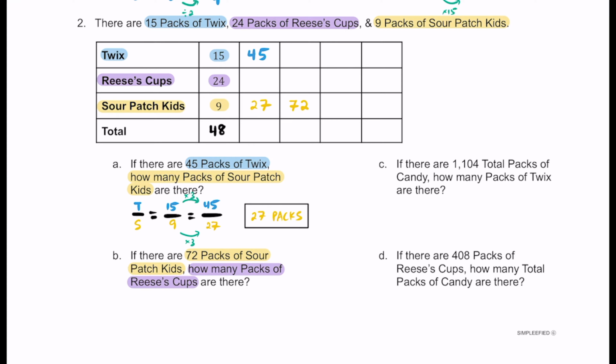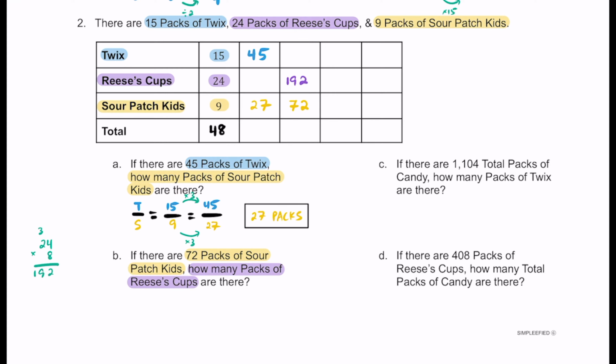Now we could say, okay, how does 9 become 72 here? It's gonna be 8 times more. So for this Reese's Cups, we would do times 8 as well. So it'd be 24 times 8. Now I can go ahead and write that on the side here so we can see it, 24 times 8. Again, if you can do this in your head, that's fine, but if you want to write it down, that's also good. Okay, so I think this is going to be 192. So if there were 72 packs of Sour Patch Kids, we would have 192 packs of Reese's Cups.